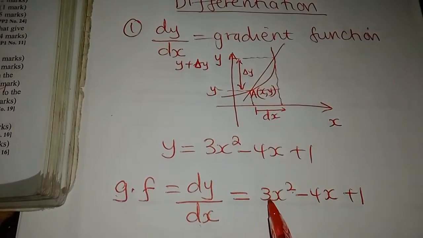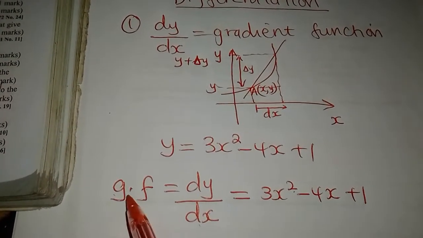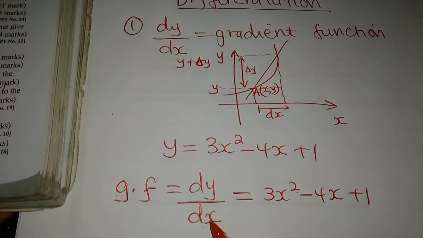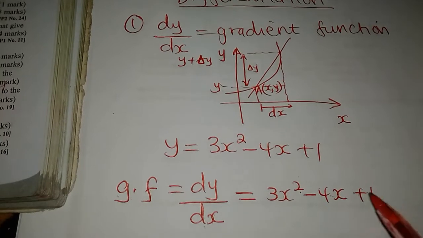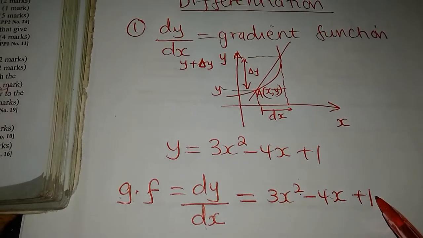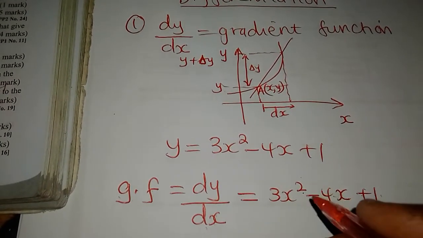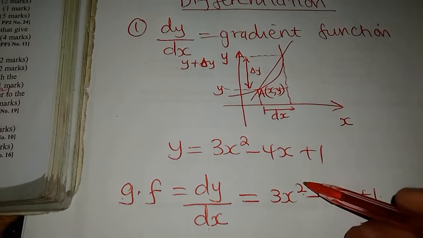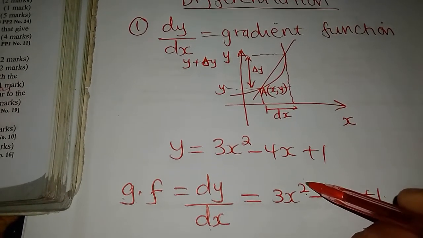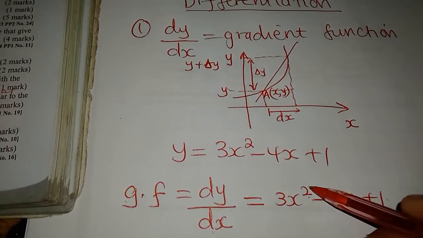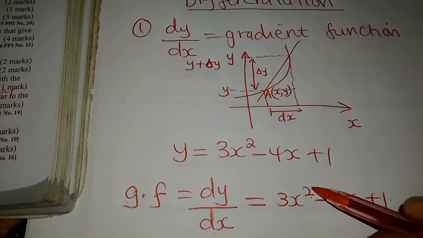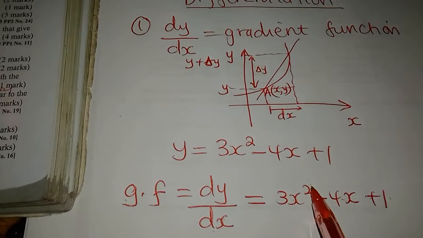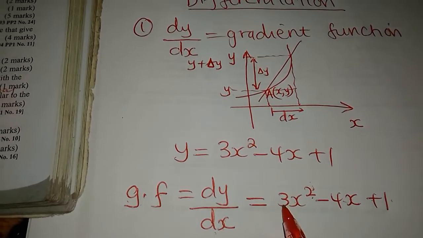I'm supposed to actually come here and be able to say the gradient function, or dy dx, is equal to 3x squared minus 4x plus 1. So in this case, what am I going to do? Look at this number here. This is the power. This power gets reduced by 1. Then this number gets multiplied by the coefficient of x.